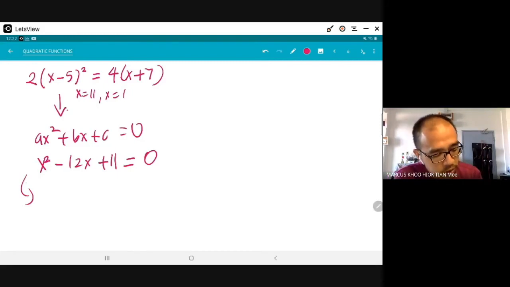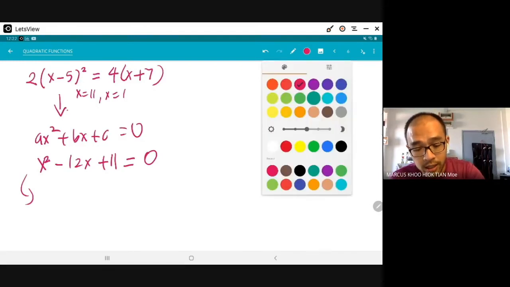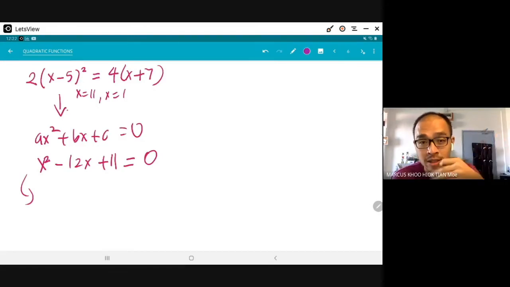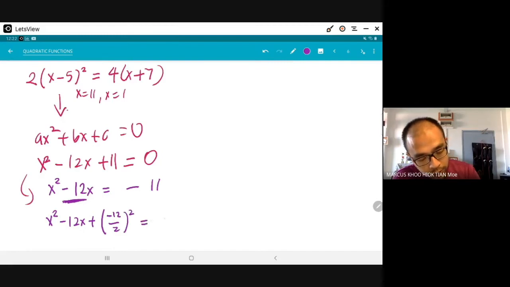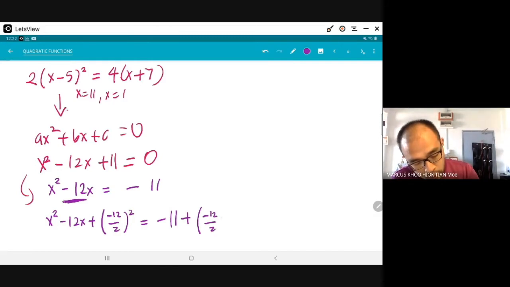Okay, so I'm going to continue. Since the number in front of the x squared is already 1, we don't have to worry lah. We move the 11 across, equals to negative 11. Okay, dan lepas itu kita tengok ini adalah negative 12 bahkan. So x squared minus 12x plus negative 12 over 2 squared equals to negative 11 plus negative 12 over 2 squared. Okay, always the same step.